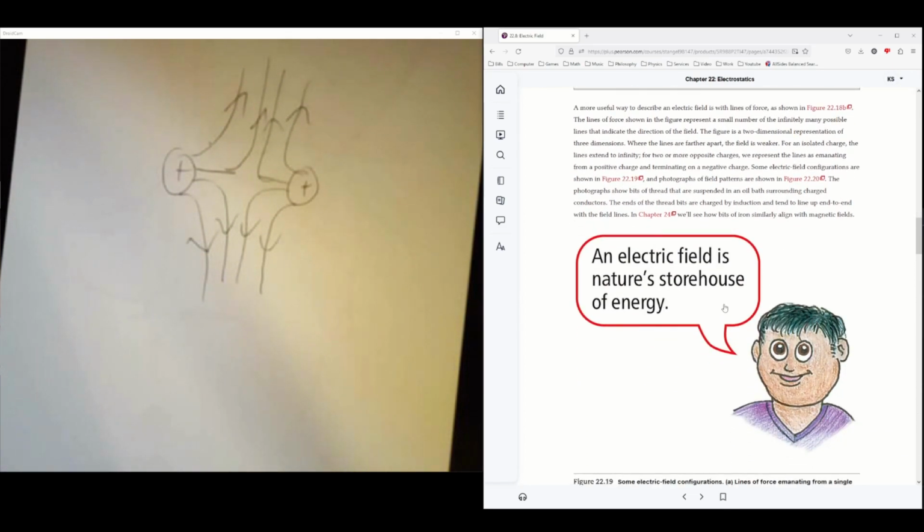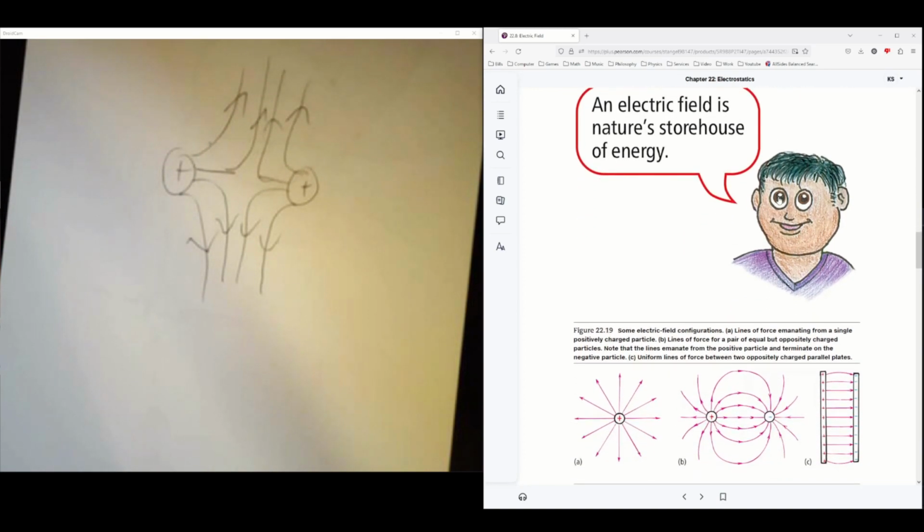An electric field is nature's storehouse of energy. The electric field does store energy, but so does the gravitational field, so does the magnetic field, so does the strong nuclear force field. So it's not like only the electric field is a storehouse of energy. All fields in physics store energy.